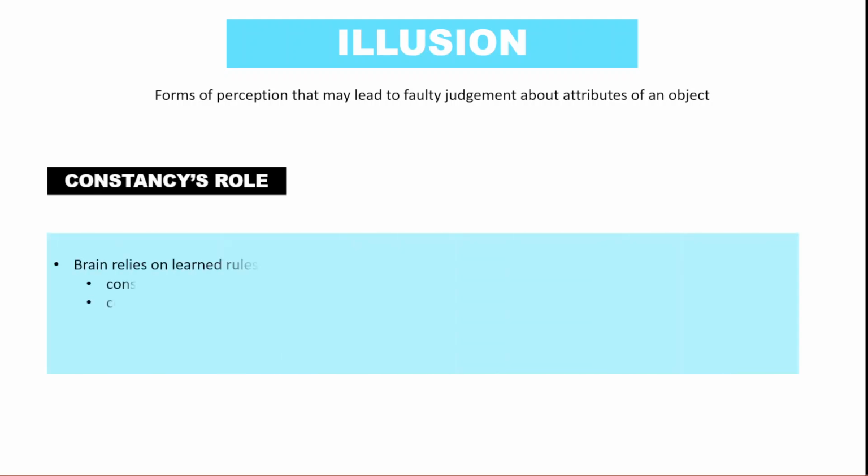So, illusions. These are forms of perception that may lead to a faulty judgment about the attributes of an object. Sometimes objects appear in a certain form, and those forms may be misleading. Why does that happen? It is due to our concept of constancy. Our brain is primed in a certain way about how things work, how they appear, and we have learned it through indefinite amounts of observation. We come up with the concepts of constancy and cues, and they are basically automated.